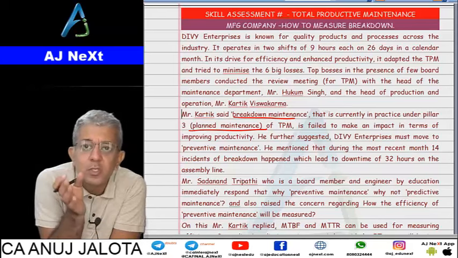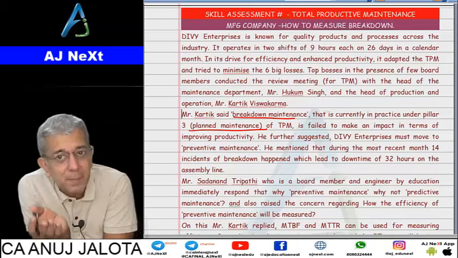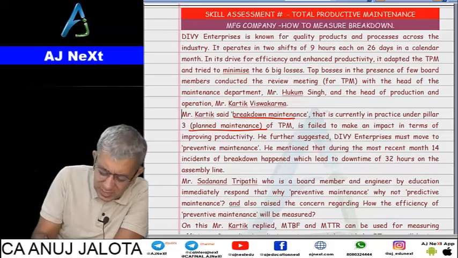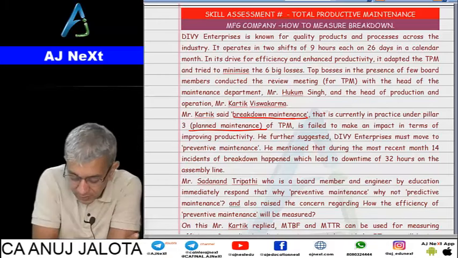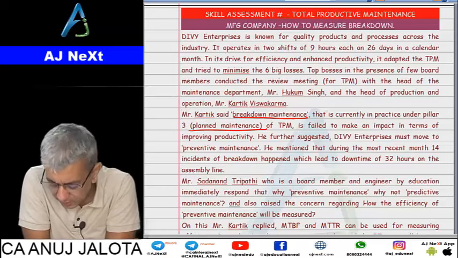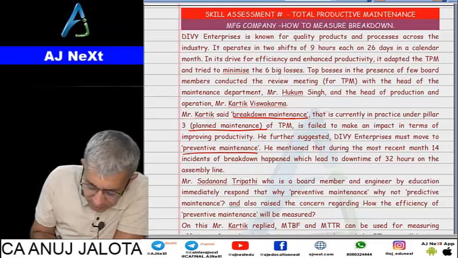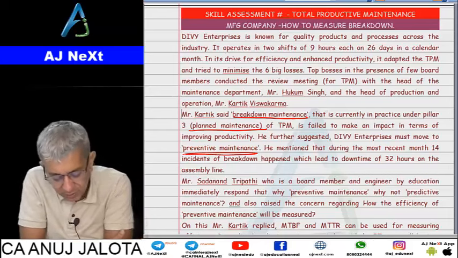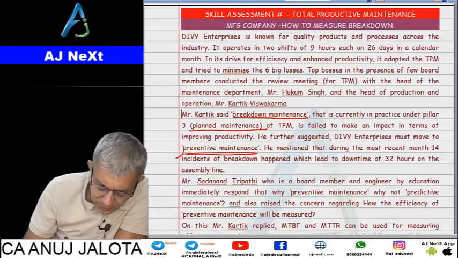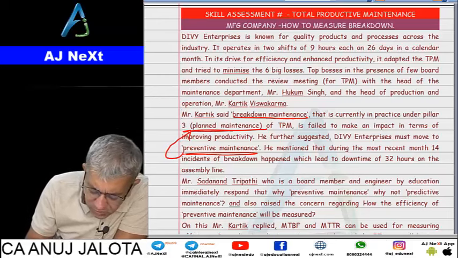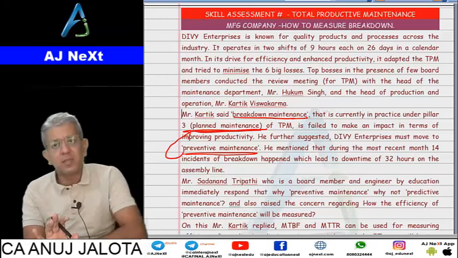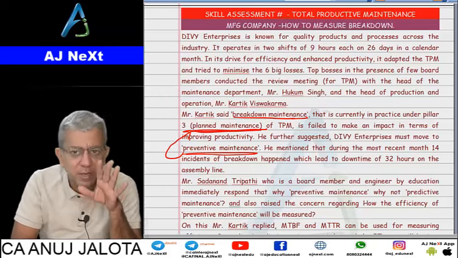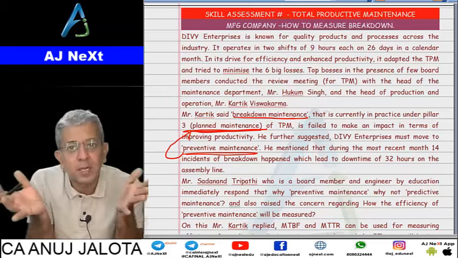Okay, now once you repair the machine, once a breakdown has happened, that is called your breakdown maintenance. Now that guy is saying that this thing hasn't been of much use to us. He further suggested that DIVY must move to preventive maintenance. So we should completely go over to which maintenance, beta? Now preventive maintenance. So this particular thing is almost like this only. Your planned maintenance, in any case, is kind of the preventive maintenance only. But let's adopt it completely.